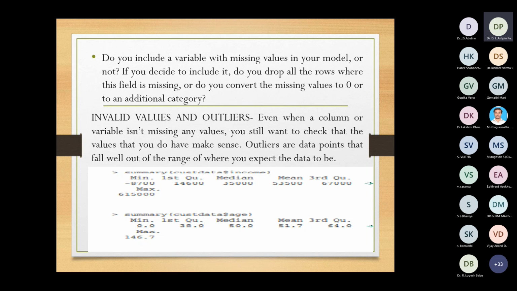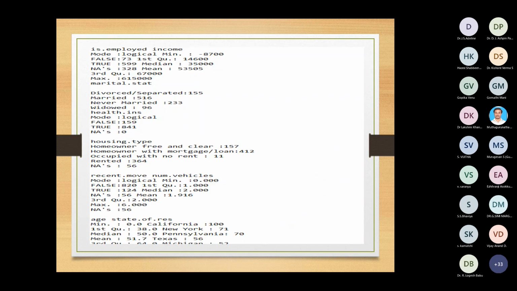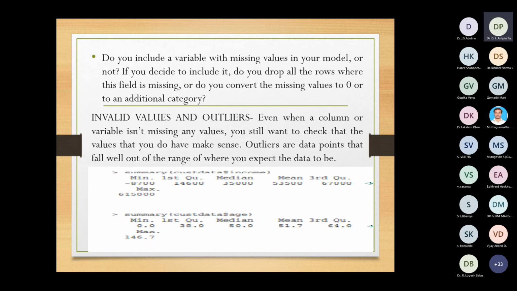right? And suppose we find any invalid values, see here, in this income, right? This is about income data, and here you see the minimum value is minus 8,700. People write income, how does it come out minus? It is like a penalty or something. It is not meaningful, right? If you identify such invalid values, you have to make them sensible. Such values also you need to explore.